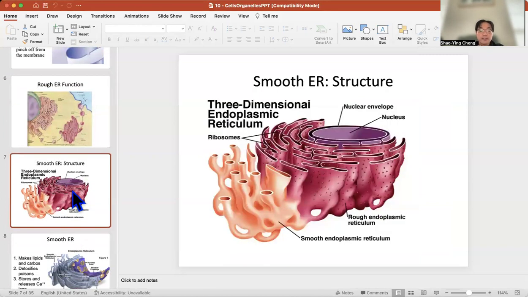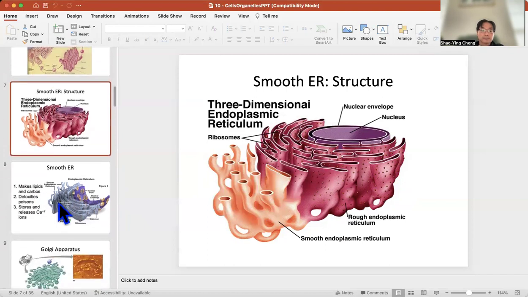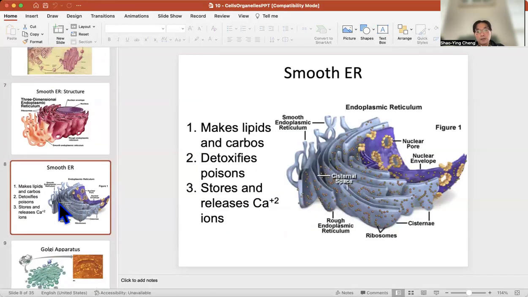Okay, now let's look at the smooth ER. Smooth ER does not have ribosomes. It looks smooth under the microscope, and it still connects to the rough ER. So this is the nucleus, this is the rough ER, and that's the smooth ER. Let's look at the smooth ER's function. Smooth ER does not have ribosomes, so its function is not to produce protein.